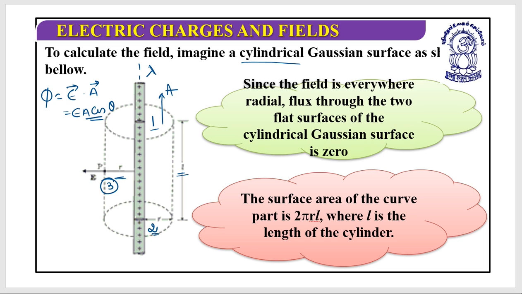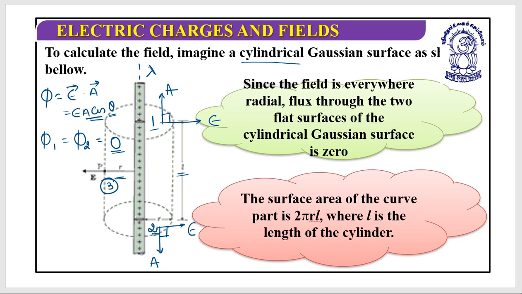If I consider these two disk-like surfaces, the area vector would be in this direction. As this rod is positively charged, its electric field will be radially outward, which is in this direction. The same is the case with surface number 2. The area vector would be in this direction and the electric field will be in this direction. Here you can see that both have an angle of 90 degrees and cos 90 is 0. So the flux through the first surface and the flux through the second surface would be 0. They cannot contribute anything to the flux.